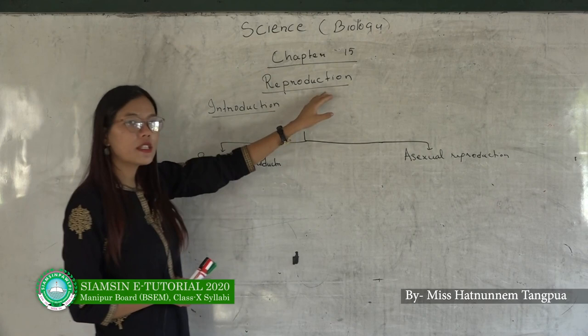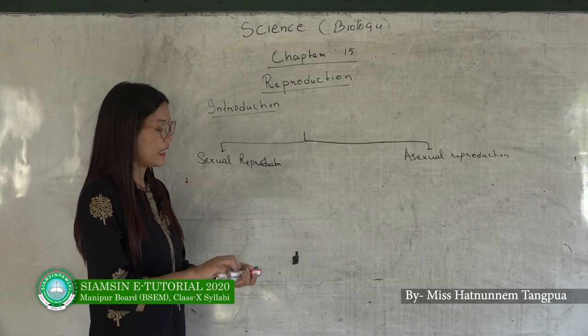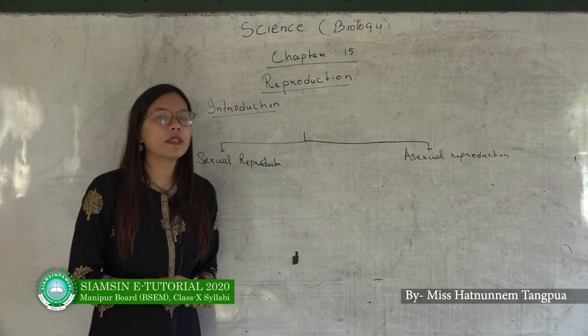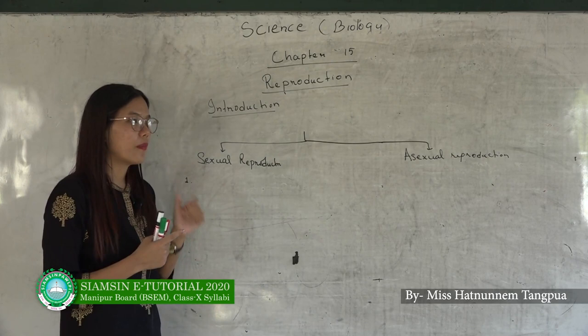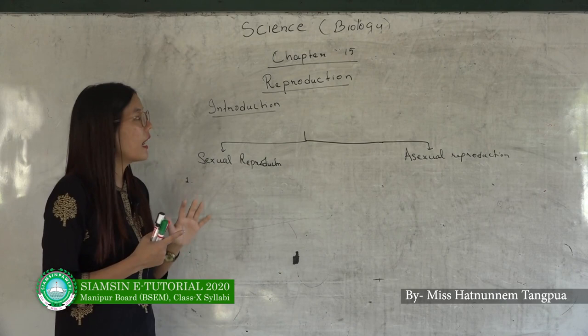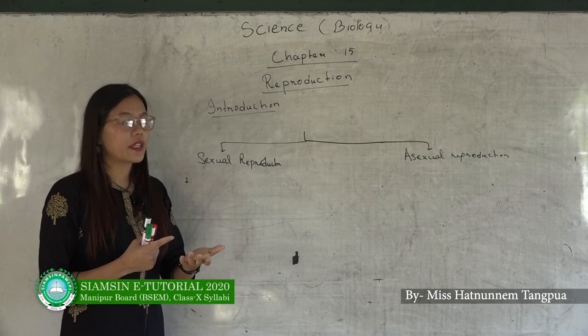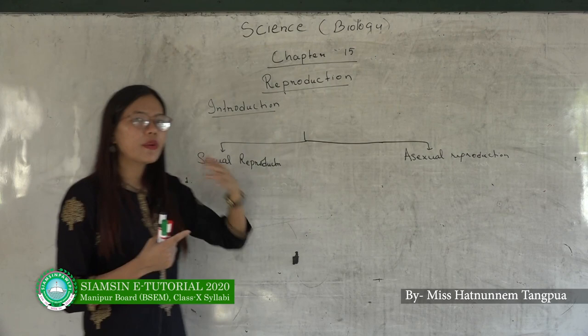Nutrition, introductions, about reproduction. In chapter 13 we talked about life processes like nutrition, respiration, transportation, excretion. They are essential for the survival of living organisms. Reproduction, living organisms, they survive.